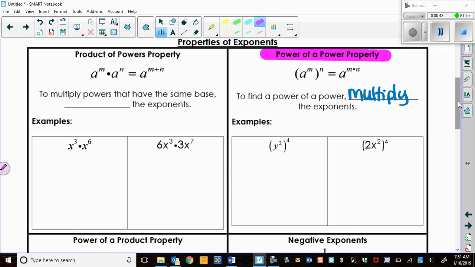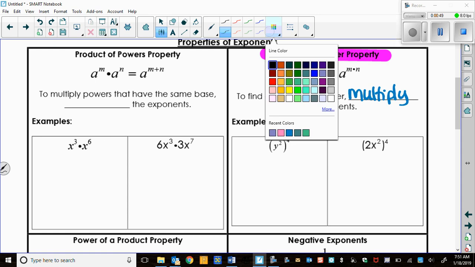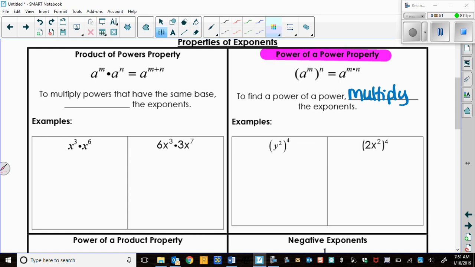The rule is to multiply, but let me show you the longer way, so you can see why that is the case. In the first one, I have y to the second power raised to the fourth. What I've underlined right now is my base. You're really going to have your base and your exponent. Whatever your exponent is attached to is your base. So basically, I'm going to copy y to the second 4 times.